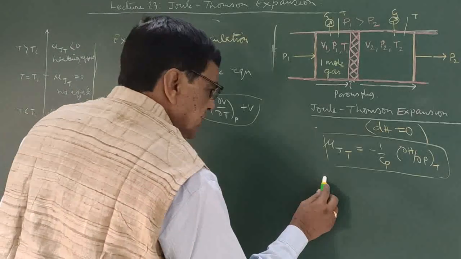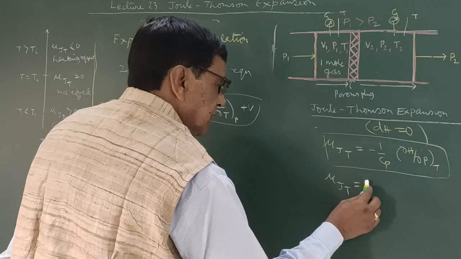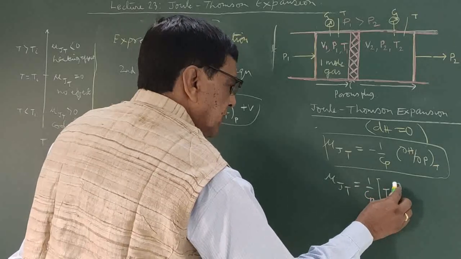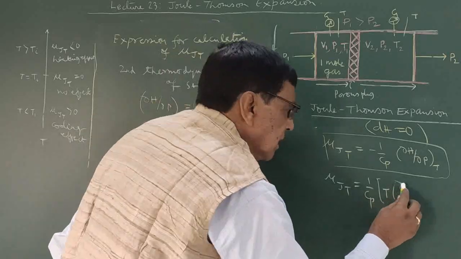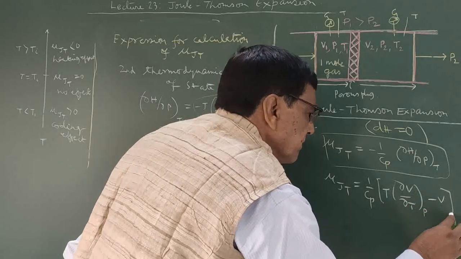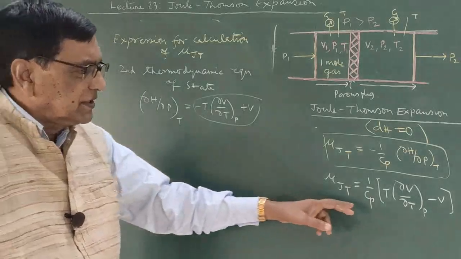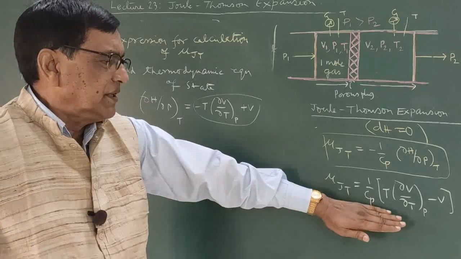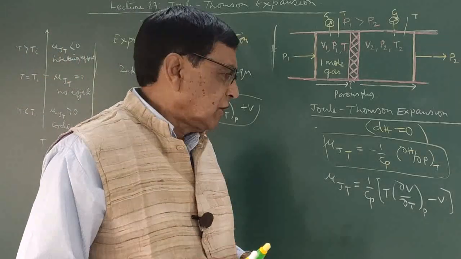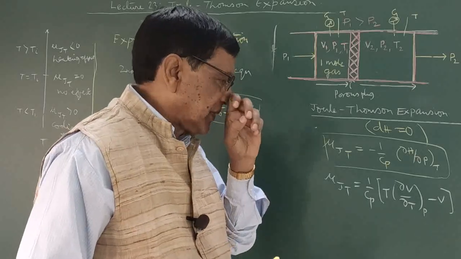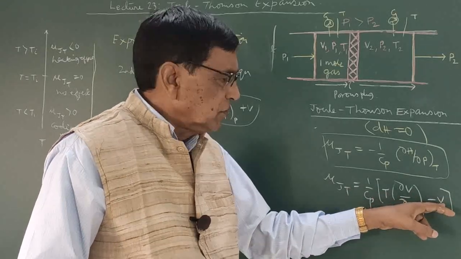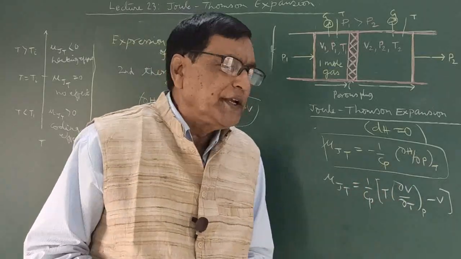If we put this term here, then the expression of mu J becomes 1 by Cp, into T del V by del T at constant pressure minus V. And all the terms on the right hand side are determinable, so this is a very useful expression for mu J. Cp could be determined by means of calorimetry. This one also could be determined, and T is determined by means of a thermometer. It is the initial temperature, and V is the initial molar volume. So all these things on the right hand side could be determined.